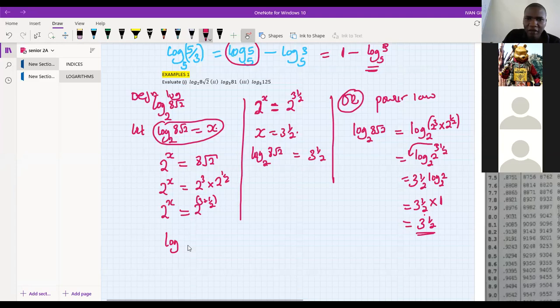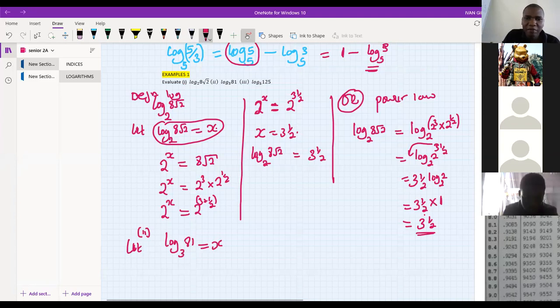Log of 81 base 3. So we said there are two ways. You can now listen and follow this. If you're looking for the log of 81 base 3, one of the ways is to say, let this, Roman number 2, be equivalent to x. Then you're simply saying 3 to the power of x is the same as 81.